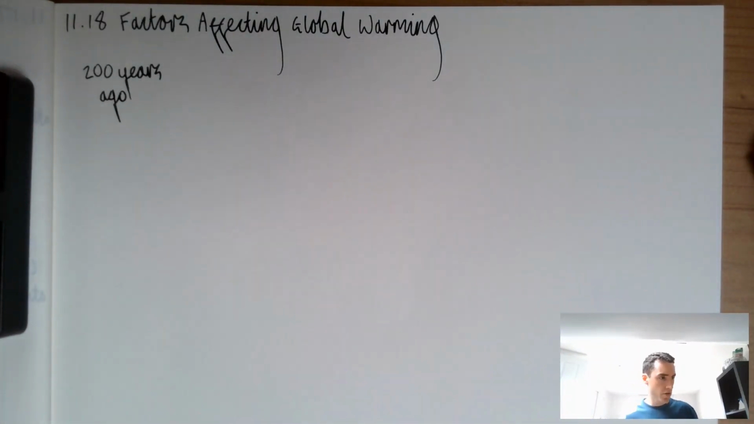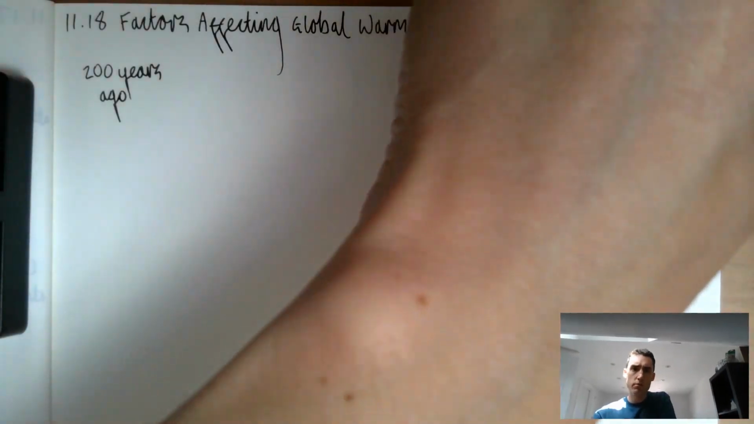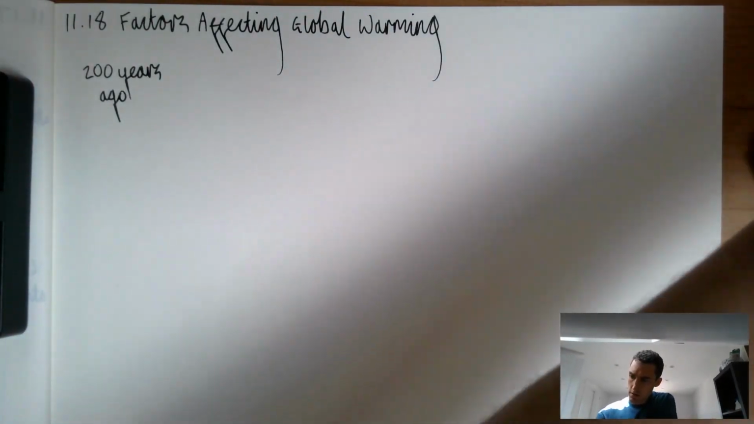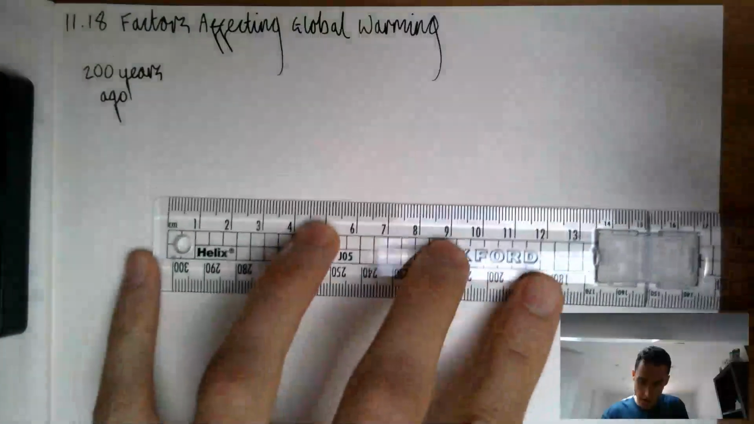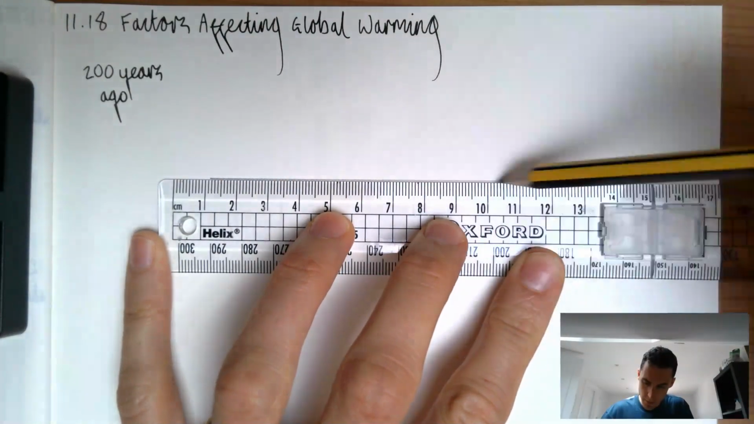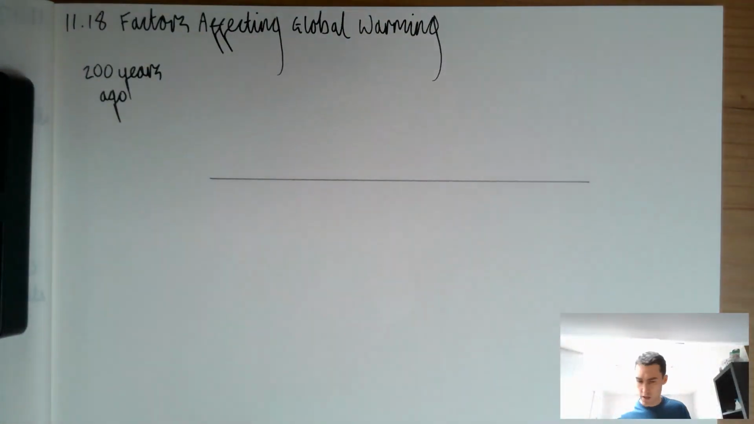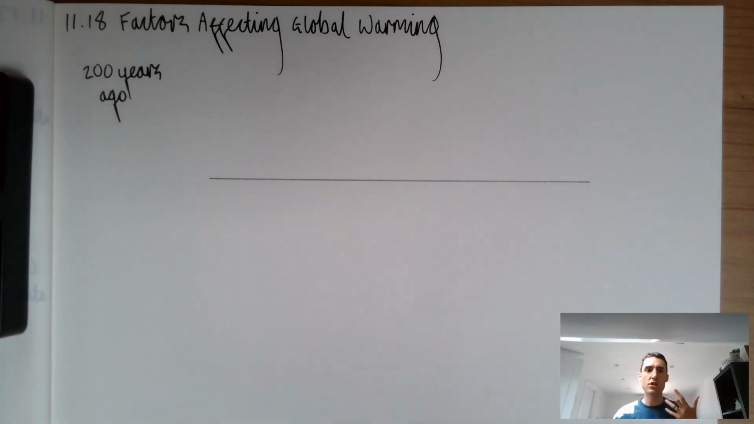So I might say, 200 years ago, I've now lost my ruler, 200 years ago, what does the world look like? Well, let's say the world looks something like this. It's pretty simple. We've got lots of trees. Now, I'm not going to vary the number of trees here because obviously deforestation is a factor. What's really important here is that you do things one step at a time.